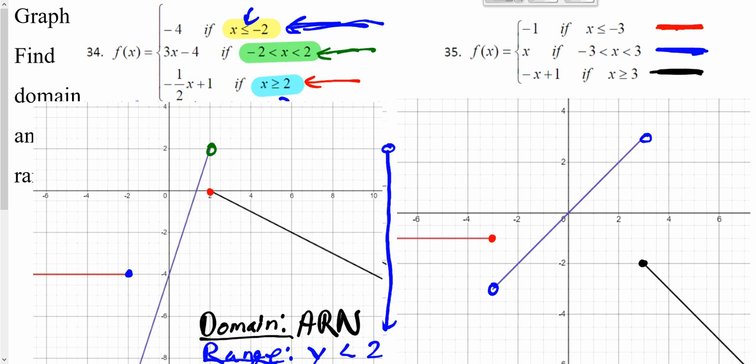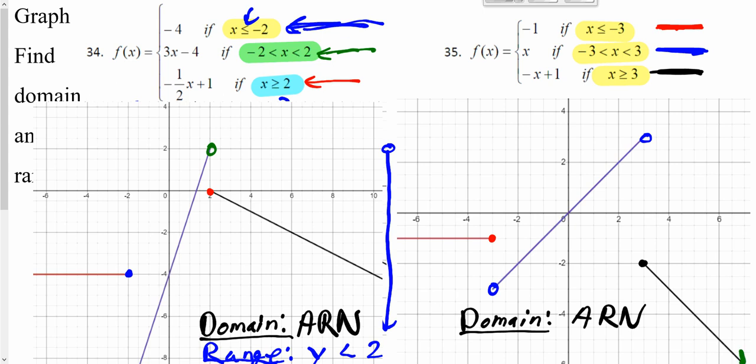So now, once again, when you are looking at your domain, you need to go ahead and look at what's after the if. Now, the top highlighted yellow is everything less than or equal to negative 3. The bottom highlighted yellow is everything greater than or equal to positive 3. And the middle yellow is everything in between 3 and negative 3. That really includes all real numbers again, because there's no numbers that are missed. So our domain is all real numbers.